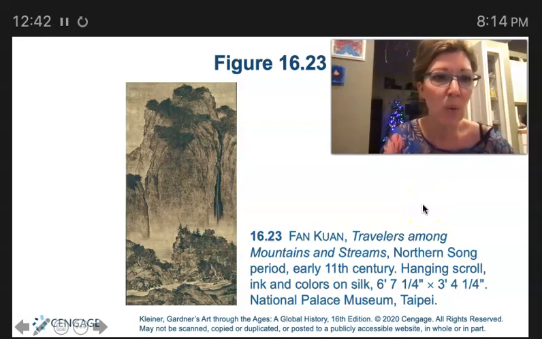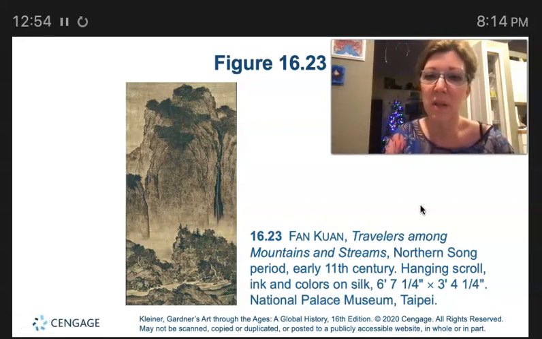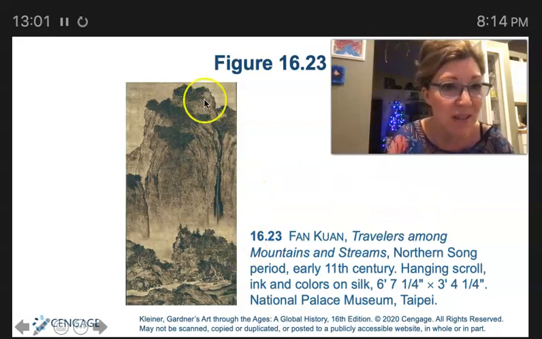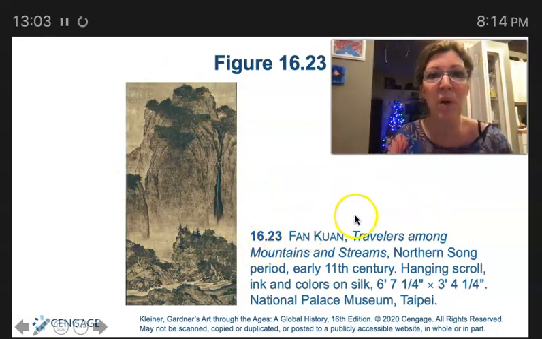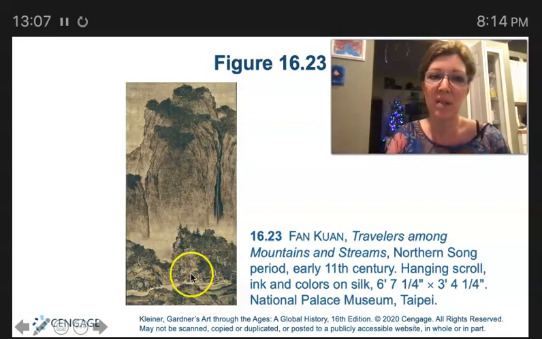Okay, Fan Kuan. This is a hugely important artwork, Travelers Among Mountains and Streams. Fan Kuan reflects Taoist sensitivity in this artwork by focusing on the mountains. They're the big important part. And then minimizing the human element. Okay, they're so tiny down here. You really have to look for the people.